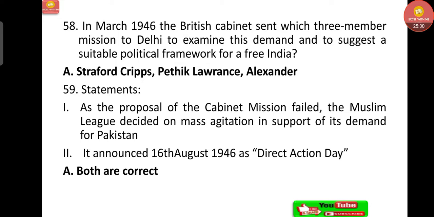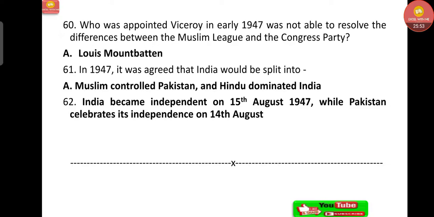In March 1946, the British cabinet sent which 3-member mission to Delhi to examine this demand and to suggest a suitable political framework for a free India? That was Stafford Cripps, Pethick Lawrence, and A. V. Alexander. Now the next statements. As the proposal of the cabinet mission failed, the Muslim League decided on mass agitation in support of its demand for Pakistan. It announced 16th August 1946 as Direct Action Day. Both are correct.